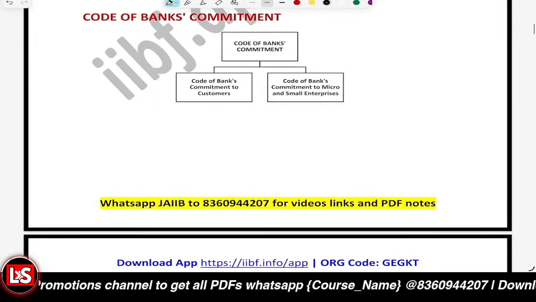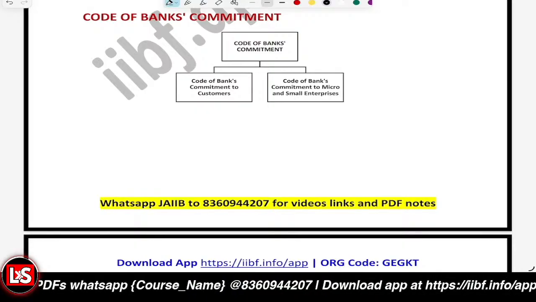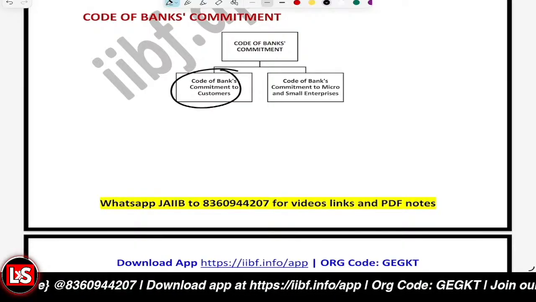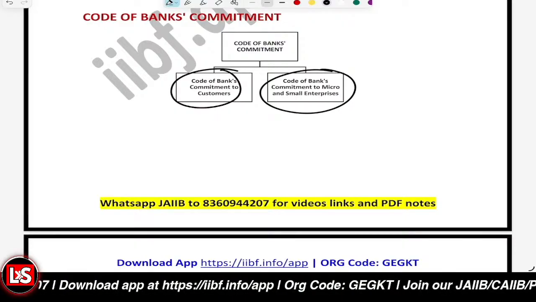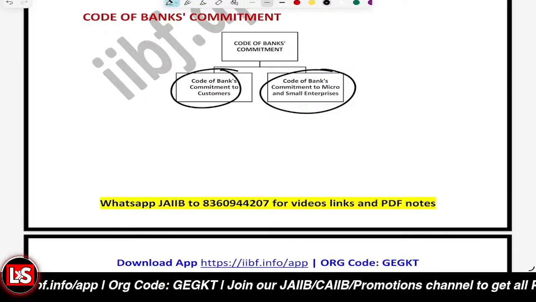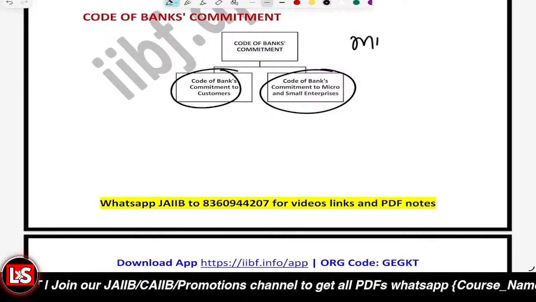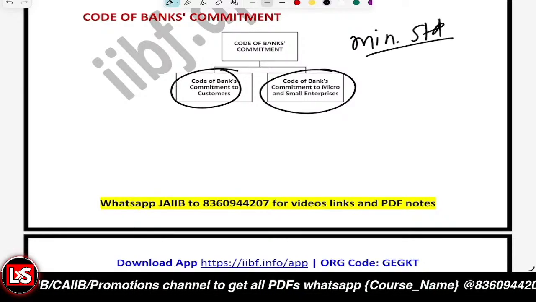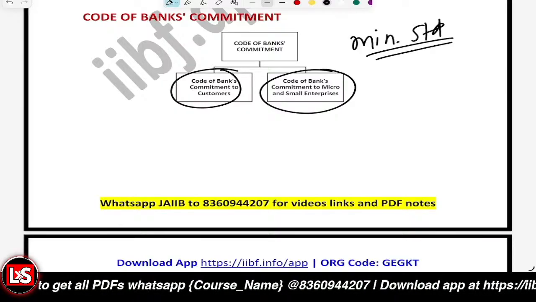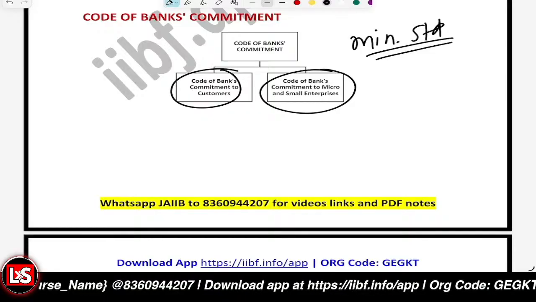And if we look at the code of banks commitment, there are two types of it. The first one is the code of banks commitment to the customers. The second one is the code of banks commitment to the MSE, that is micro and small enterprises. So the code of banks commitment is basically a code of customer rights, specifying the minimum standards that are to be followed, right? So member banks were required to follow these minimum standards while dealing with individual customers. So that is related to it.